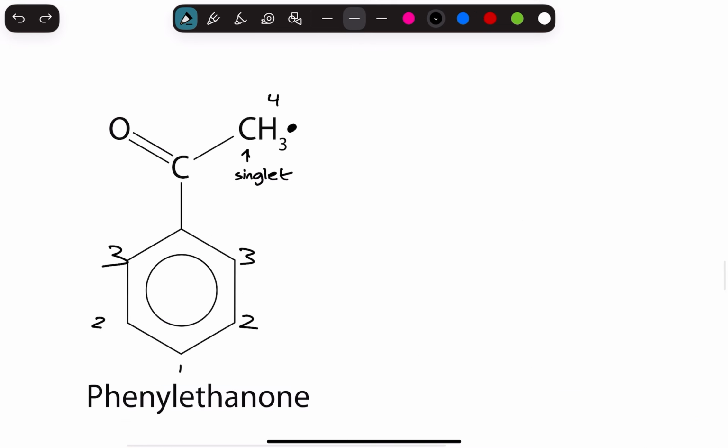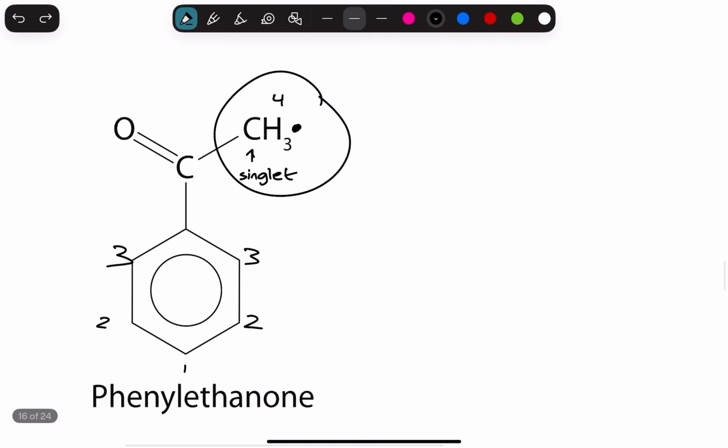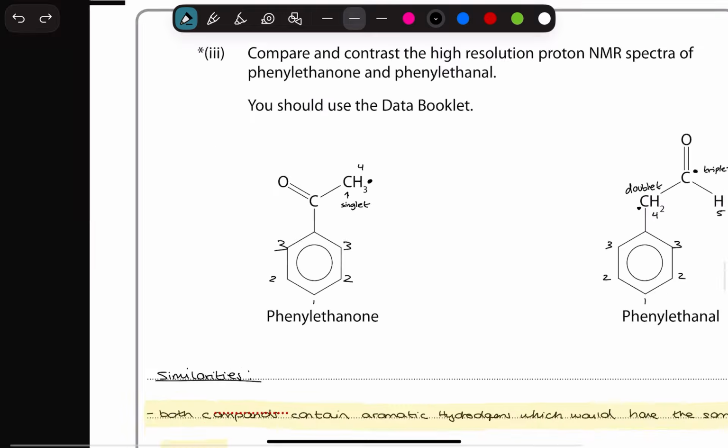Again, this is slightly easier than splitting. All you do is you look at each environment and then you count how many hydrogens there are within that, and that will be your peak area. Again, we can ignore the benzene because that's too complicated. But for this, we see that there's 3 hydrogens, so it's simply got a peak area of 3. And there's no more hydrogens in the compound, so that's it. We can just say that.